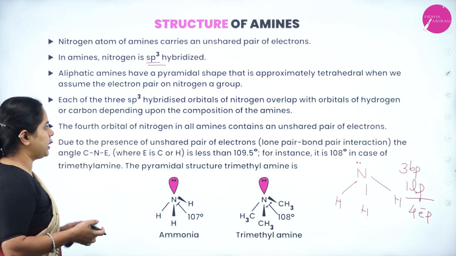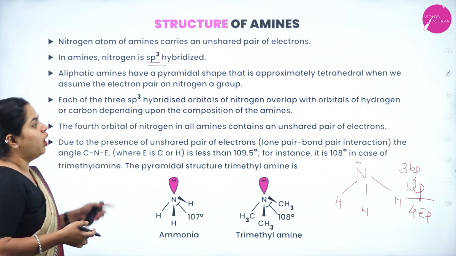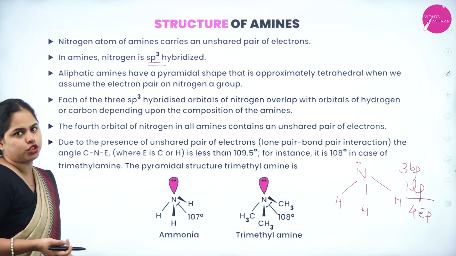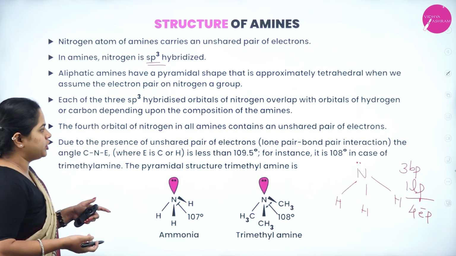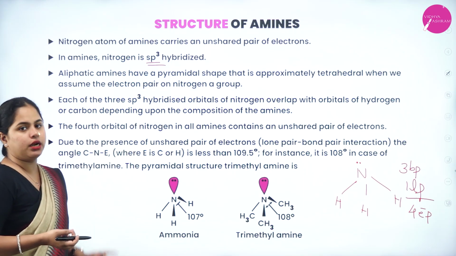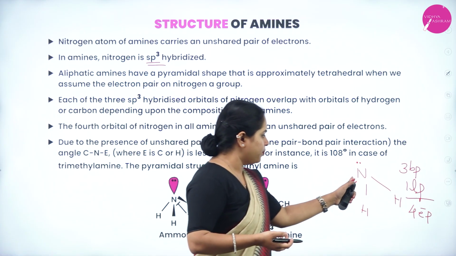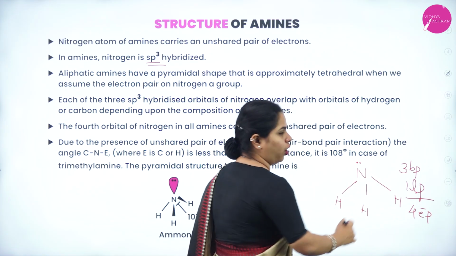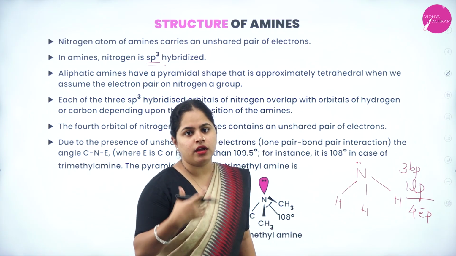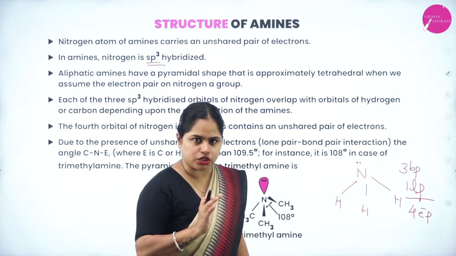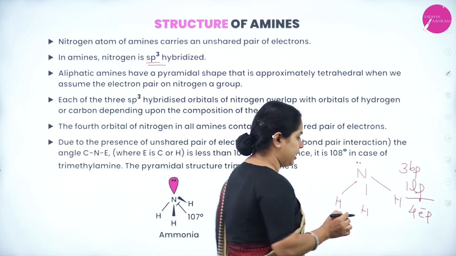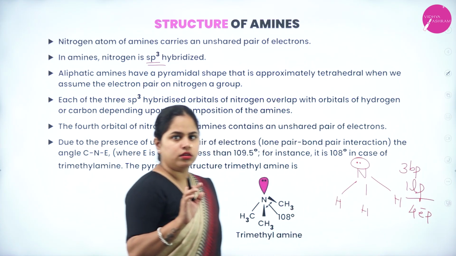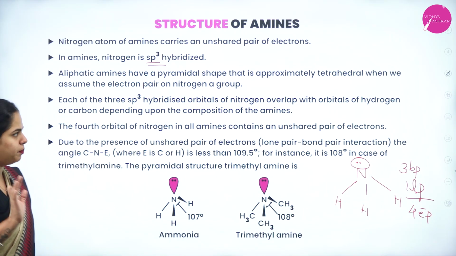Each of the 3 sp3 hybridized orbitals of nitrogen overlap with orbitals of hydrogen or carbon depending upon the composition of amines. The 4th orbital of nitrogen in all amines contains an unshared pair of electrons. So you can see the hybridized orbitals of nitrogen in these 3 bonds are overlapping with the orbital of hydrogen. But in all cases of amine, even if these hydrogen atoms are replaced, this lone pair of electrons will be present there.